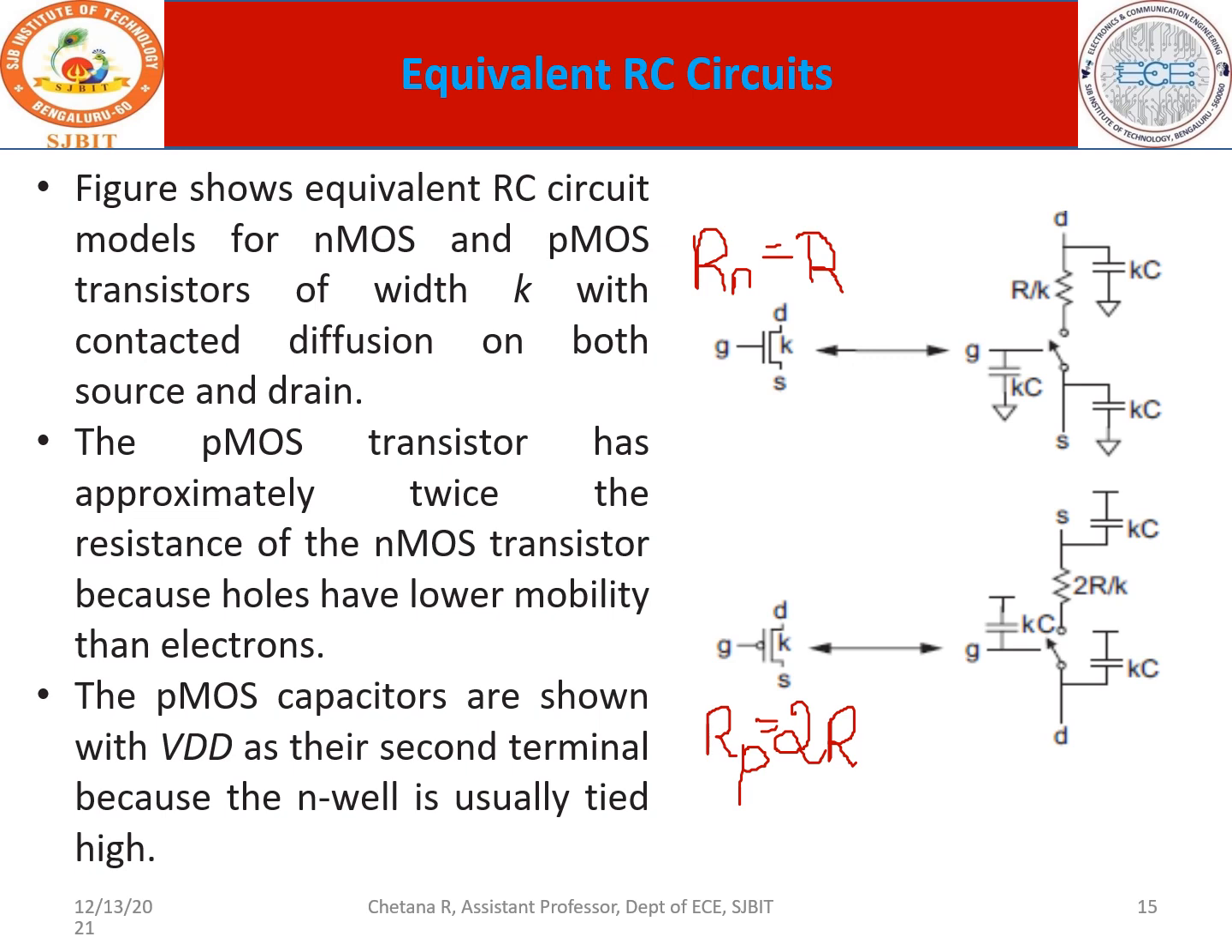Then PMOS capacitors are shown with VDD as their second terminal because the N well is usually tied to VDD. If you look at this, every device has one capacitor at the gate, one capacitor at the source, and one capacitor at the drain. Similarly, NMOS also has gate capacitance, drain capacitance, and source capacitance.